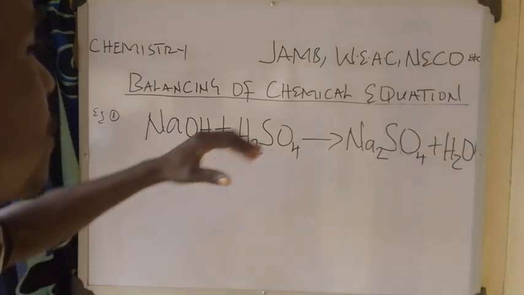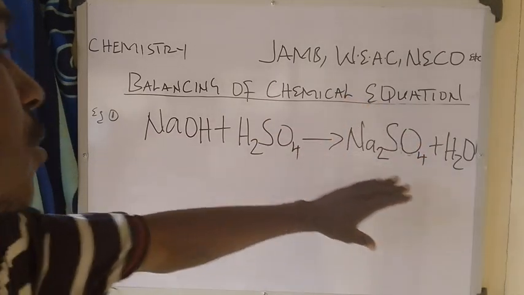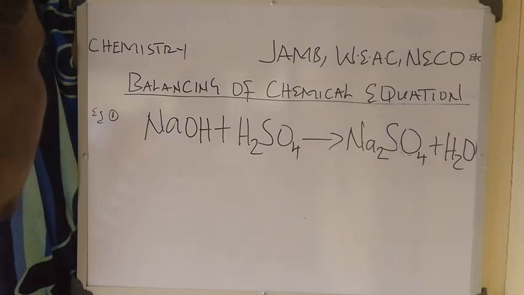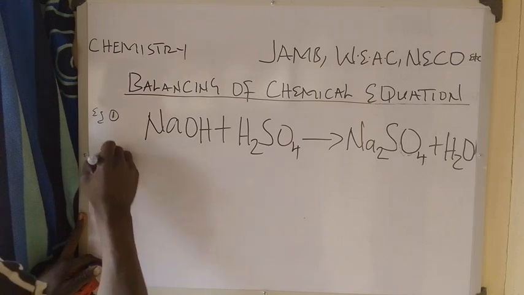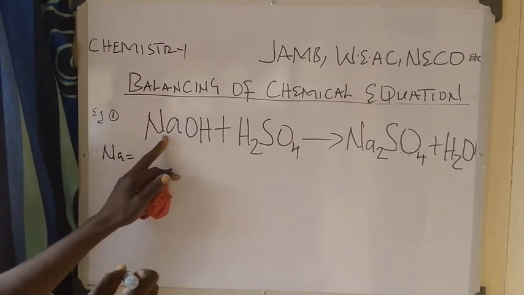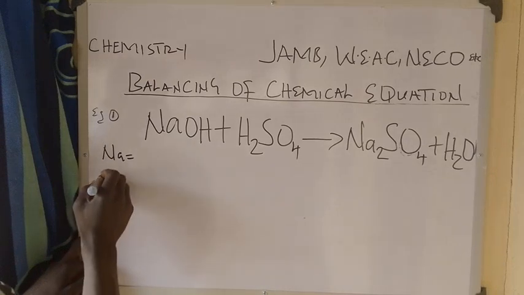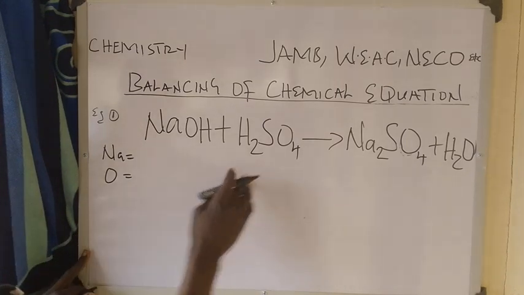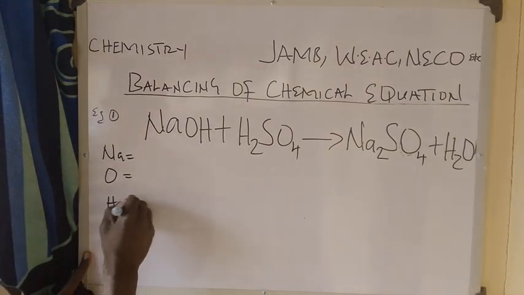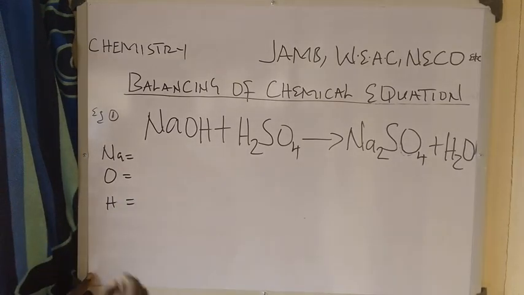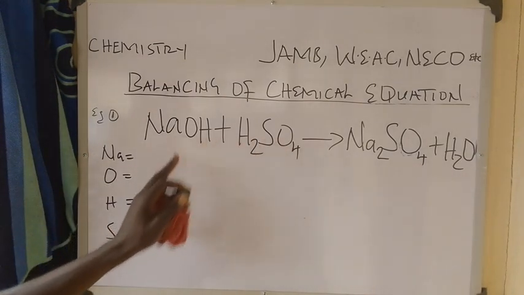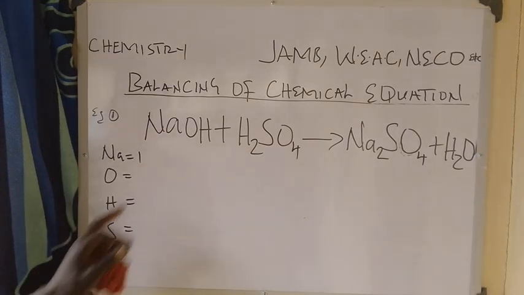Now you have to bring out these atoms one after the other to make it balance. So as you can see here, the first atom here is sodium, right? The second atom here is what? Oxygen. Then I have hydrogen. Then I have what? Sulfur. And this sodium, how many sodium do we have here? I have only 1 here.